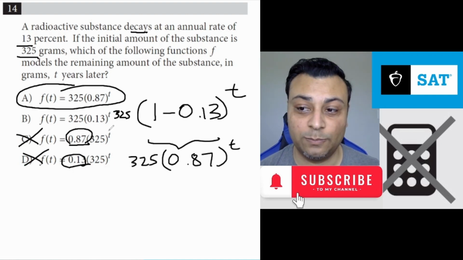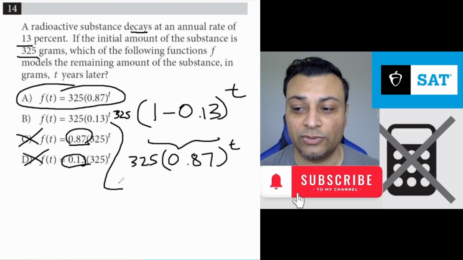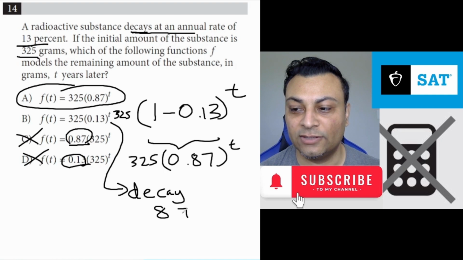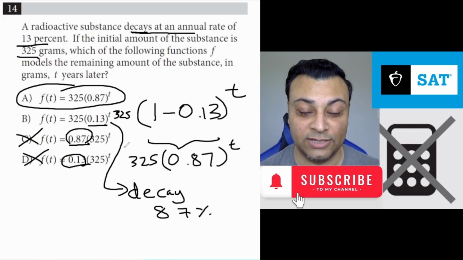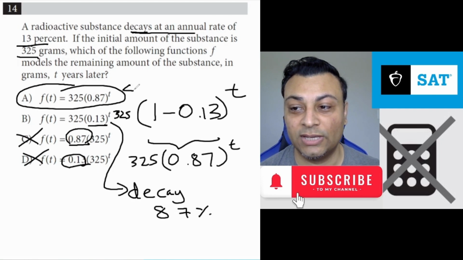The thing about choice B is that it is not a 13%. It's not decaying at an annual rate of 13%. Choice B is actually decaying at an annual rate of 87%. That's why it says this. But we want 13% decay, so we would do choice A.